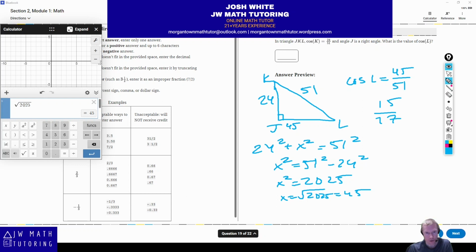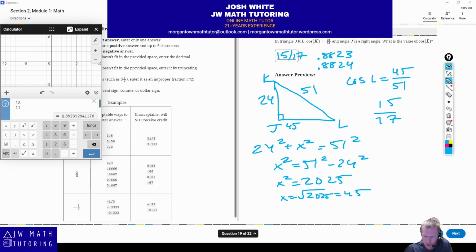Okay, so that's one possibility for what you could grid in. You could do 15 divided by 17. Notice we have 5 characters, which matches. You could also divide this, and if you do 15 divided by 17, notice it's 0.88235. So you could also enter technically 0.8823, meaning you truncate it, or you can enter 0.8824, i.e. you round it. So either of those would be acceptable.